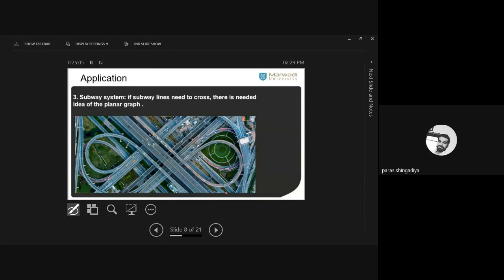Is it visible or not? This is the base, the ground. This overlaps this one, and this overlaps this one. So there are three networks. They developed that to maintain the traffic and so on. So here the planar graph concept is also required to create this type of design and so on.